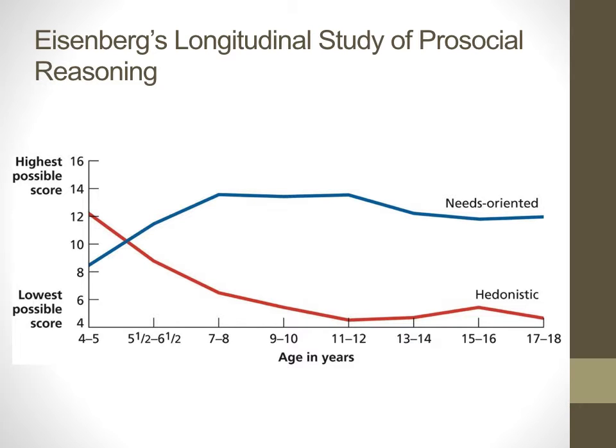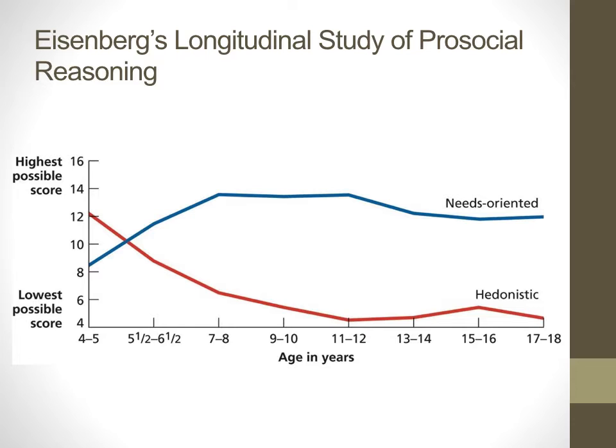What's presented in this figure is the findings from Eisenberg's longitudinal study, where every 2 years she interviewed the same group of children and presented them with a series of dilemmas about doing good, such as the example we gave earlier about helping someone who's hurt. Then she analyzed their form of reasoning.